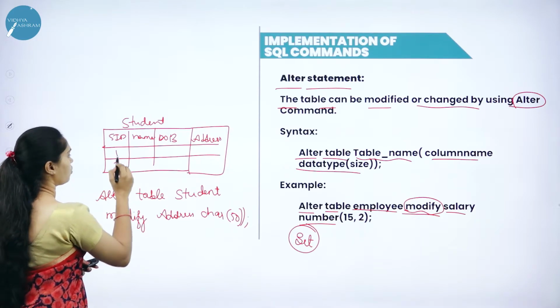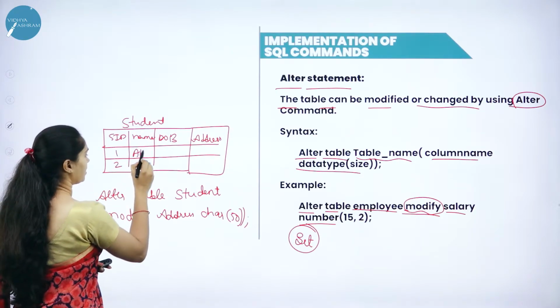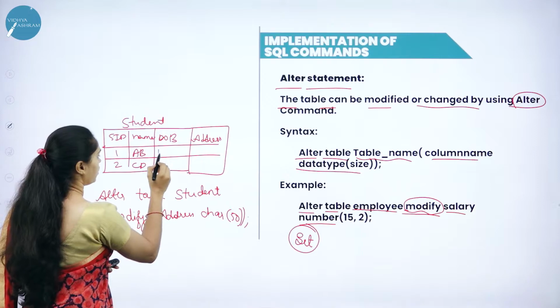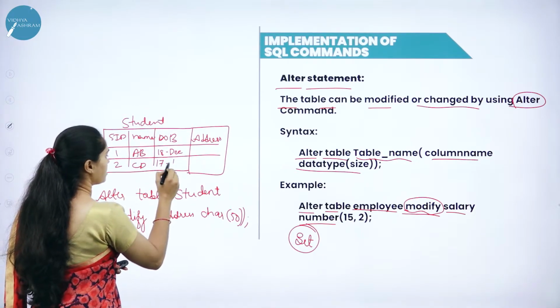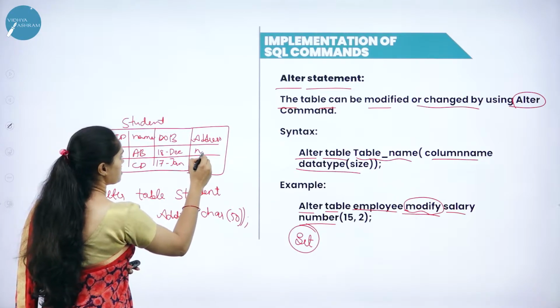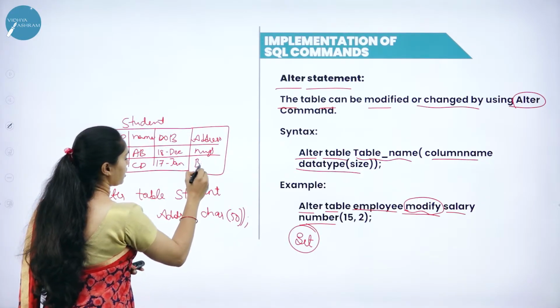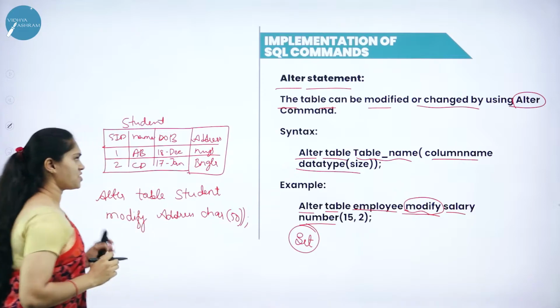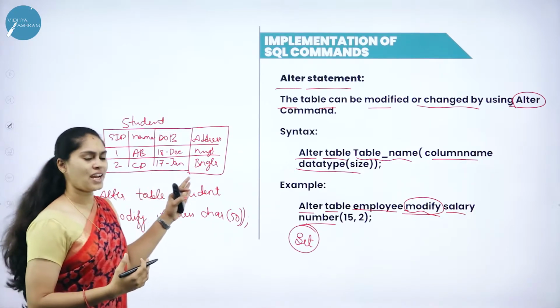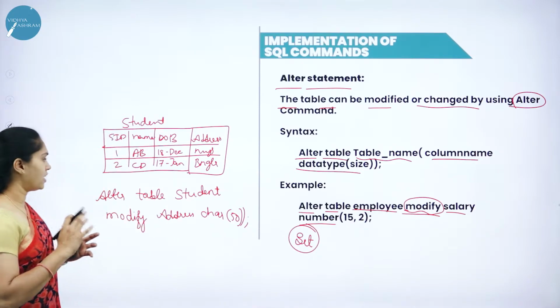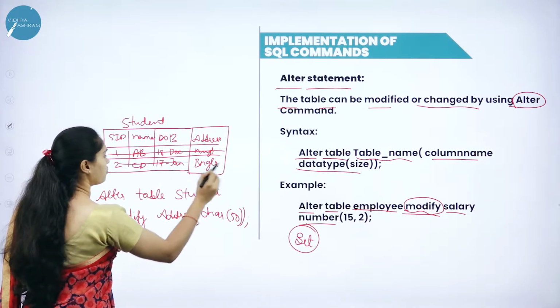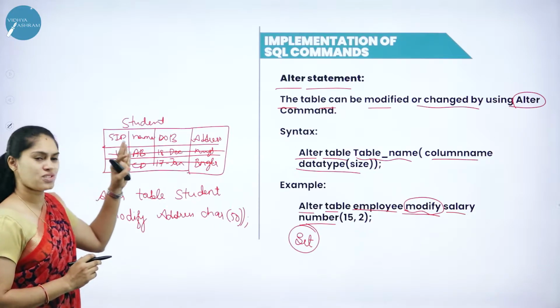A student ID like 1, 2, name, and I will take A, B, C, D and their date of birth, 18 December and 17 Jan. So their address Mysuru, Bengaluru. Okay, you just imagine this is what the content. So when I wanted to use a delete, if I wanted to delete this content of a record, then I have to use a delete.